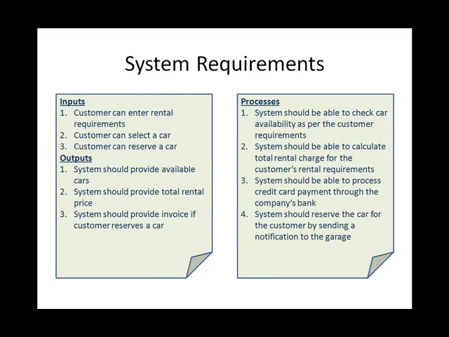We collected the input, output, processes, performance, and control characteristics of the system. And we're looking here at inputs. For example, a customer can enter rental requirements. Output number three, for example, system should provide invoice if customer reserves a car, and so on.